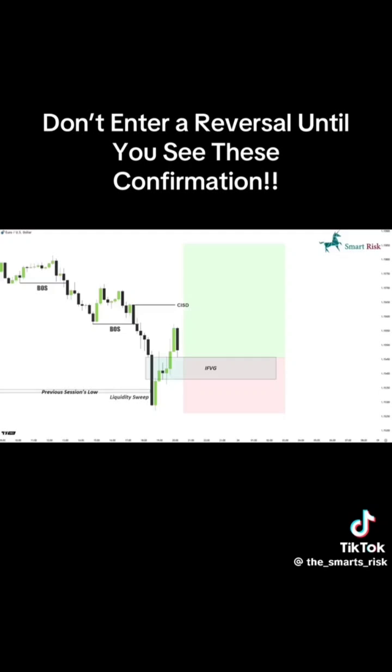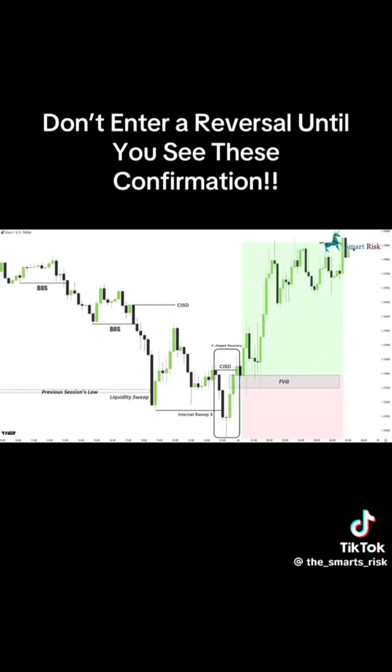This matters because many traders enter right after a liquidity sweep, thinking the reversal has already started. But price can still move deeper into the higher time frame zone, rebalance more inefficiencies, or even create another liquidity sweep before the real reversal begins. So instead of guessing the reversal just because price touched a key level or swept liquidity, CISD allows us to wait for confirmation that the previous delivery has actually changed. That's what makes CISD powerful. It shows that the aggressive move into liquidity or a key zone is losing control, and the opposite side of the market is starting to take over.